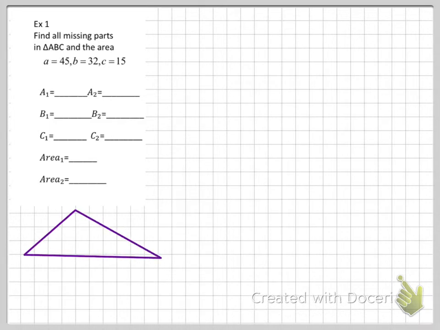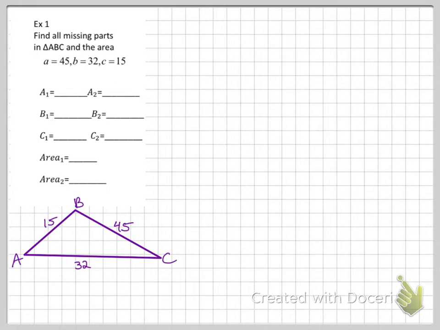Important part is where you label things. Not necessarily the capital letters, but the lowercase letters. So if they give me little a, that's across from capital A. They give me little b, that's across from capital B, and little c is across from capital C. So they give me side, side, side. So if I was trying law of sines, I don't have a perfect full ratio, right? I don't have A, I don't have B, etc. So law of sines would not work. Honestly, I always try law of sines first. So this must be a law of cosine problem.